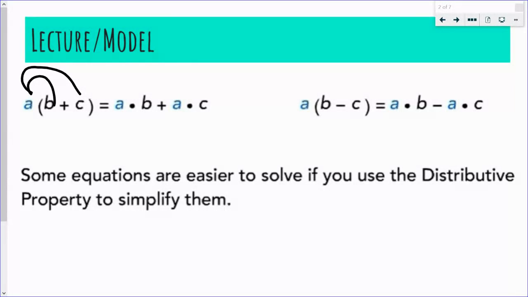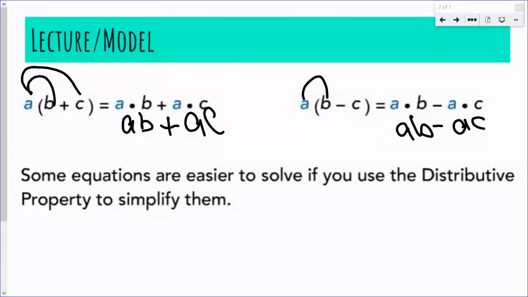So in this first example, since my outside term is a, I'm going to multiply it by the b, and a times b would equal ab, and a times c would equal ac. And then those two things are added together because there is addition in the middle. Additionally, if there's subtraction in the middle, the two terms would be subtracted. So a times b would be ab minus a times c, which would be ac. Again, just a quick little recap of the distributive property before we move forward.